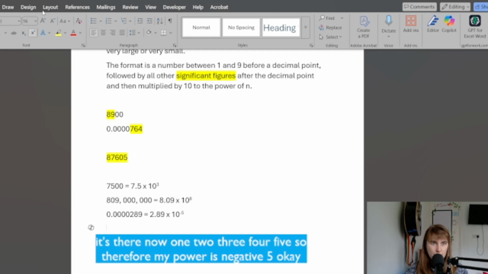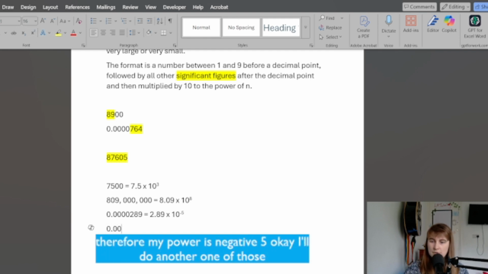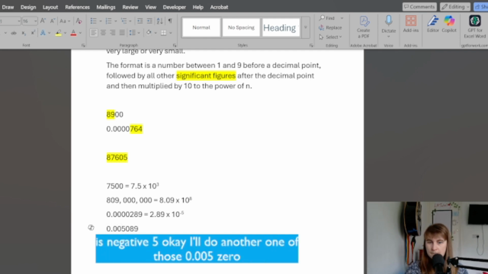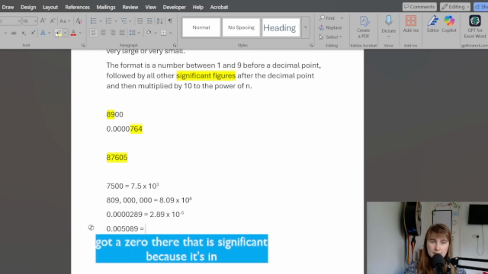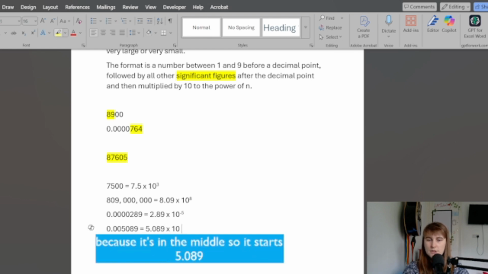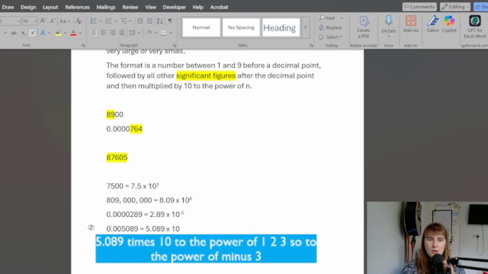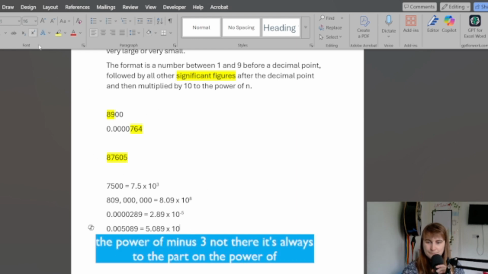Okay, I'll do another one of those. 0.005089. Okay, so I've got a 0 there. That is significant because it's in the middle. So it starts 5.089 times 10 to the power of 1, 2, 3. So to the power of minus 3. Oh, not there, it's always on the power of 10.